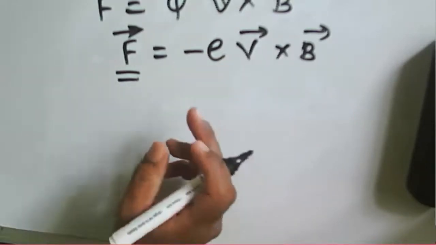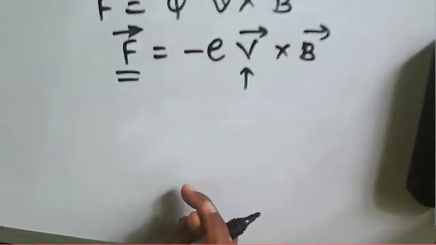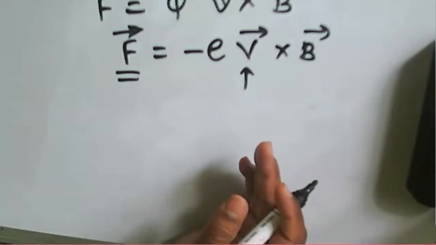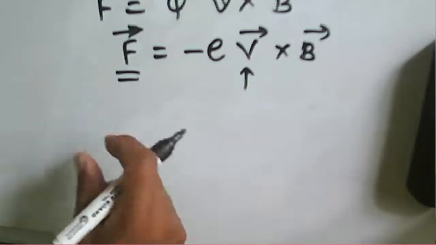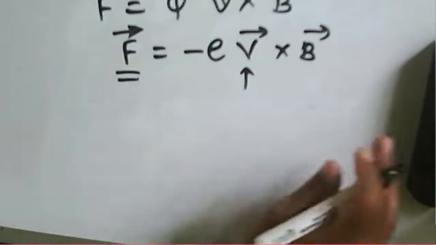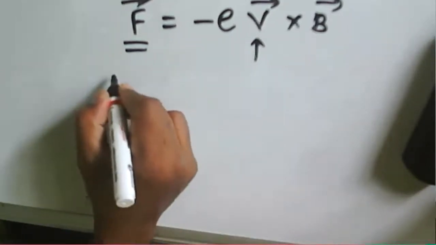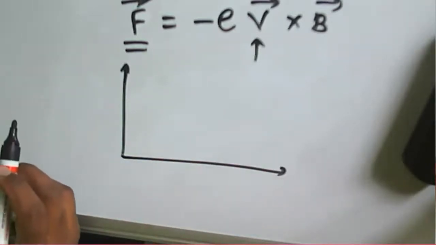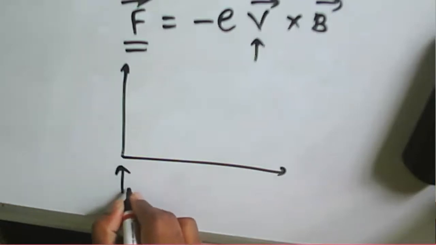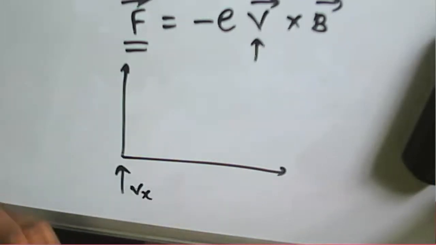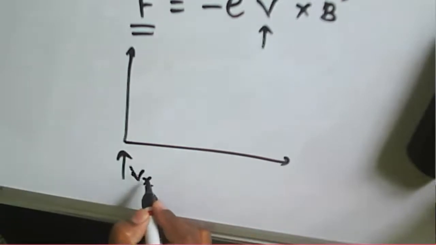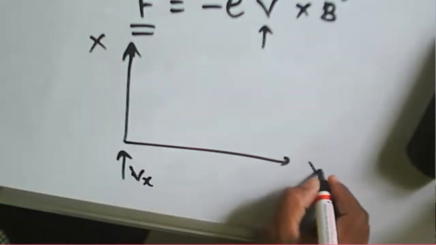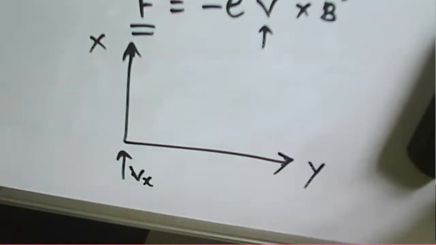Now take an example. Suppose we consider that the electron is moving with some constant velocity in the x direction. So for example, I am saying here that the electron is moving with a velocity, you can say Vx. Electron is moving with the velocity Vx, and this is about the x direction, and this is about the y in terms of a Cartesian coordinate.